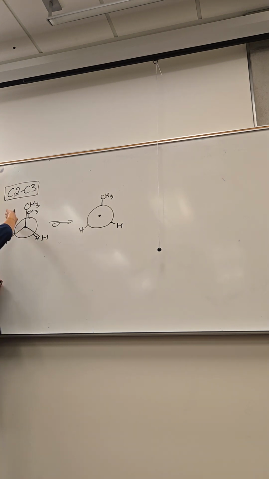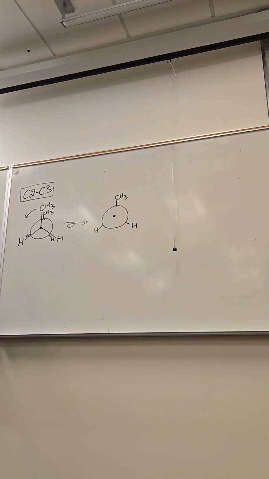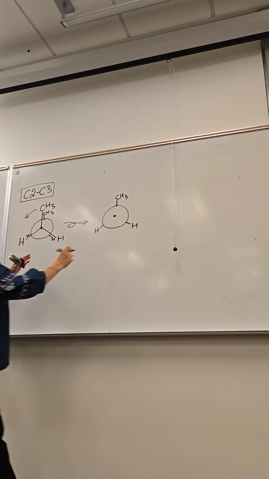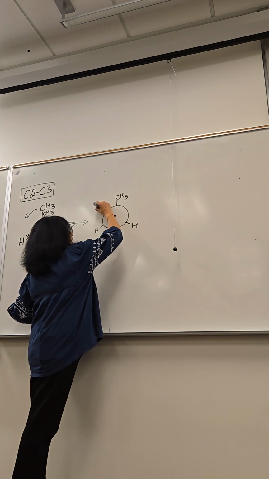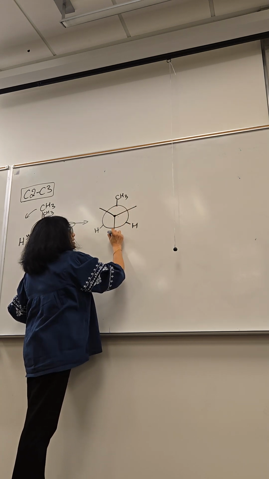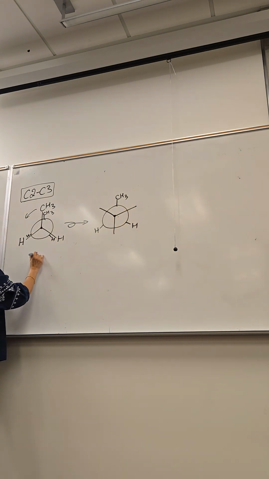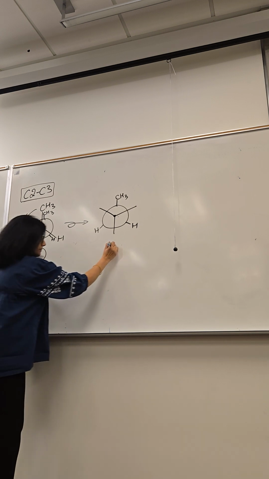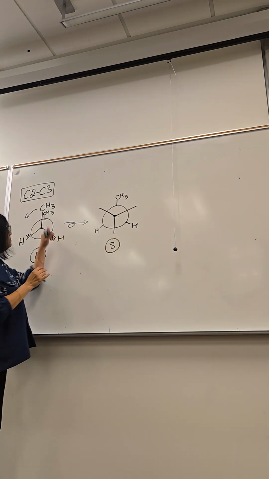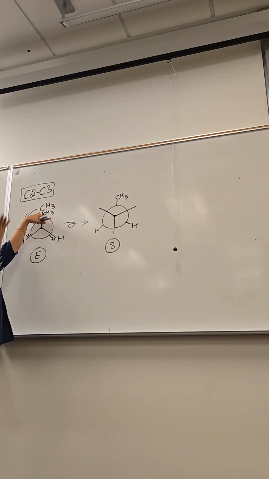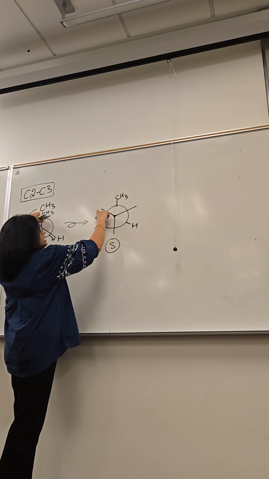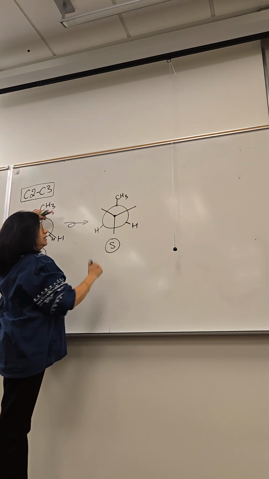Let's rotate the front carbon. Does it have to be clockwise or anti-clockwise? It's your choice. Doesn't matter. Why don't we this time do anti-clockwise? Again, just for variety. So the front carbon, I'm moving anti-clockwise. So eclipsed becomes what? Staggered. Now, where would the methyl be once you moved it anti-clockwise?